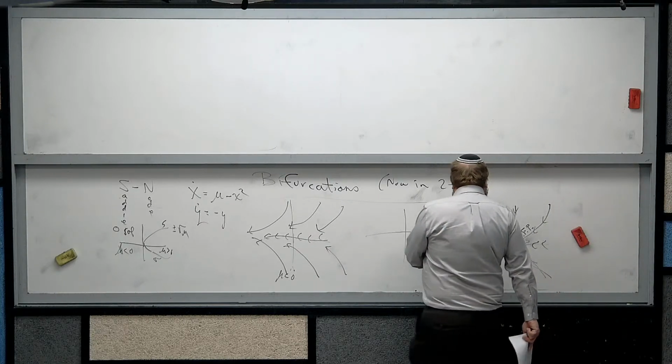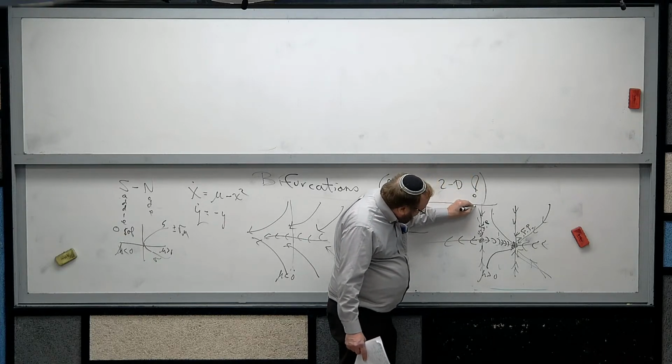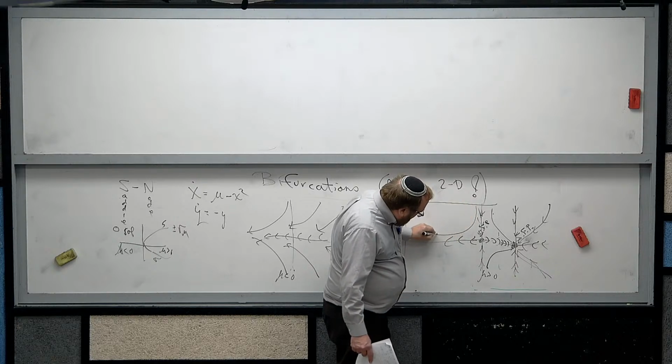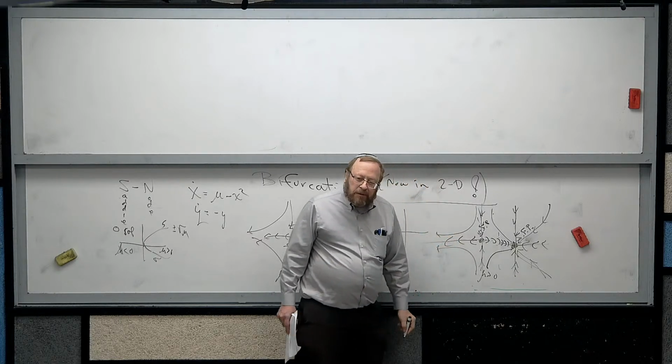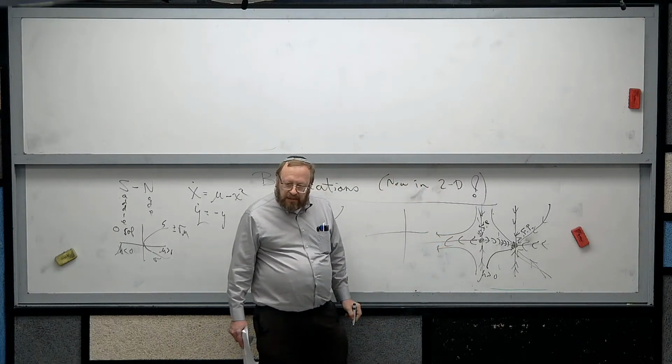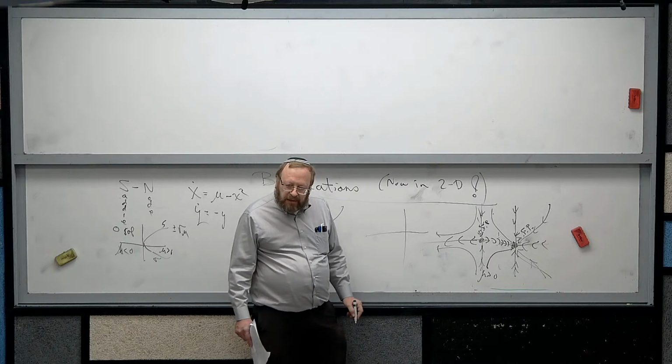In this part of the world, what happens is if I start here, I go that way. If I start here, I go that way. And I get swept to minus infinity. Y equals 0, x equals minus infinity.